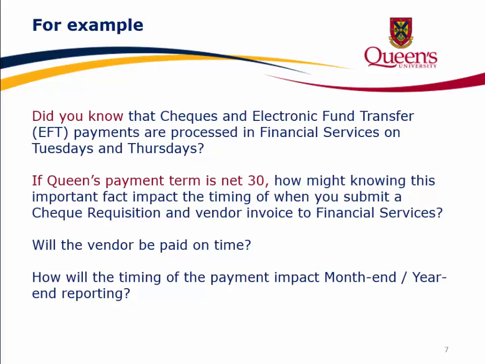If Queen's payment term is net 30, how might knowing this important fact impact the timing of when you submit a check requisition and vendor invoice to financial services? Will the vendor be paid on time? How will the timing of the payment impact month-end, year-end reporting?